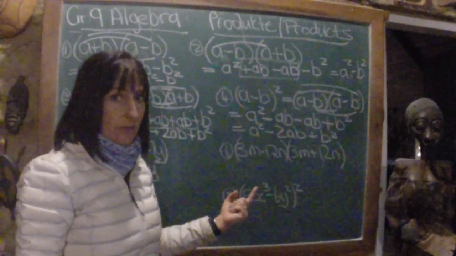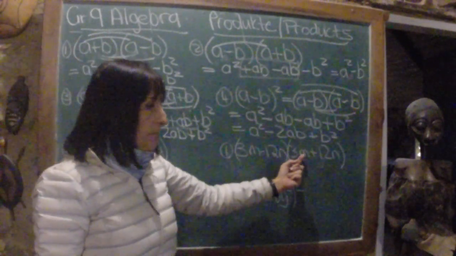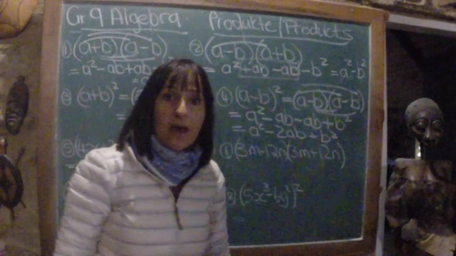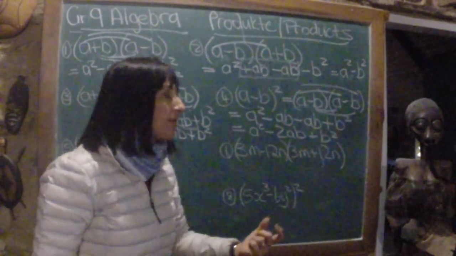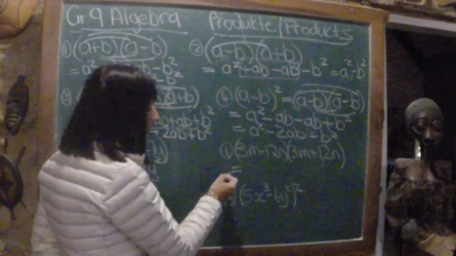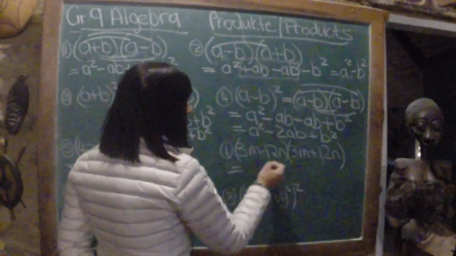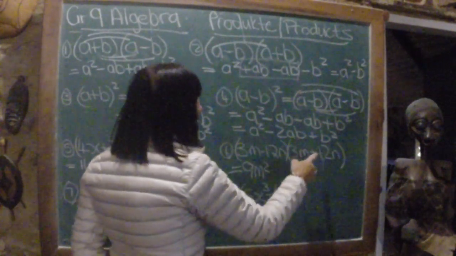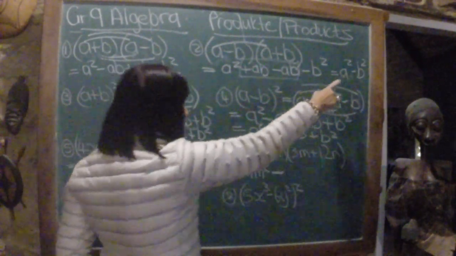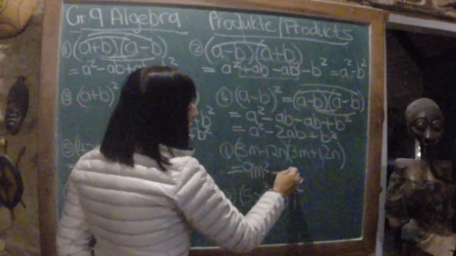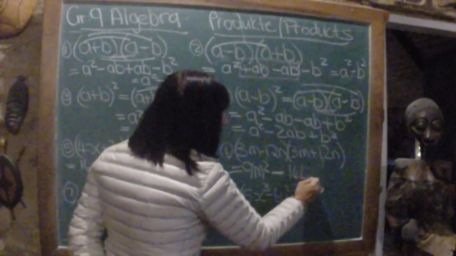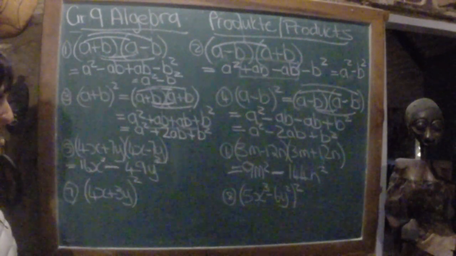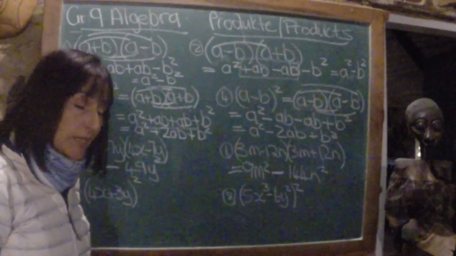Check this one out. Again, 3m, 3m, 12n, 12n, a minus in the one, a plus in the other one. A minus and a plus. So what can I do? I can immediately say 3 times 3 is 9, m times m is m squared. A minus times a plus is a minus, it's always a difference. 12 times 12 is 144 and n times n is n squared. Okay, that's the difference between two squares.